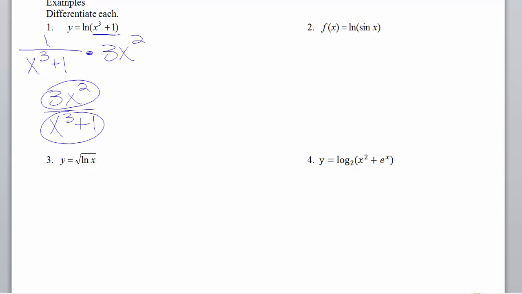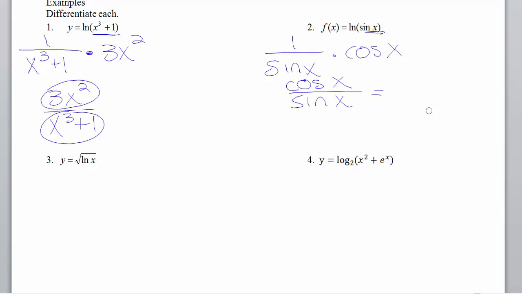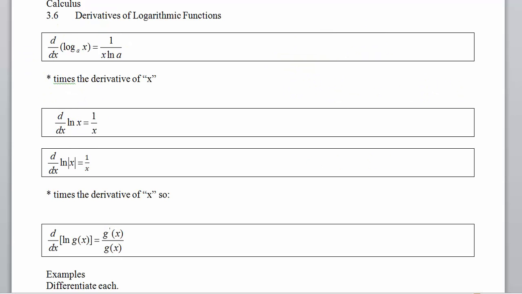Okay. Second one, very similar, natural log of sine. So I'd have 1 over sine times the derivative of sine, which is cosine. So doing a little simplifying, this turns into cosine over sine, which is what? Cosine over sine would be cotangent. So I could write my answer as cotangent. Okay. Next one, so these are pretty simple, but just giving you a basic idea of how this works.